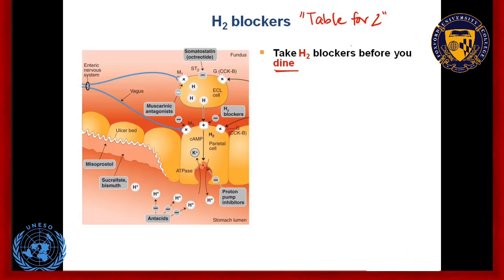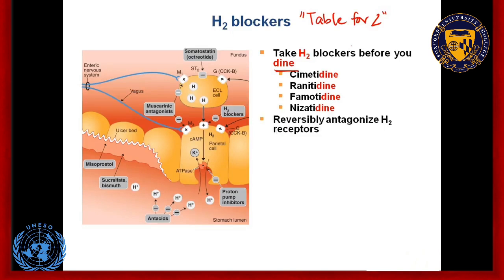We have 4 drugs to mention: cimetidine, ranitidine, famotidine, and nizatidine. These all work by reversibly antagonizing H2 receptors, which results in decreased acid secretion from parietal cells, which you can see here working in the diagram. This also reduces the effects of other substances that induce acid secretion from parietal cells, such as gastrin and acetylcholine.